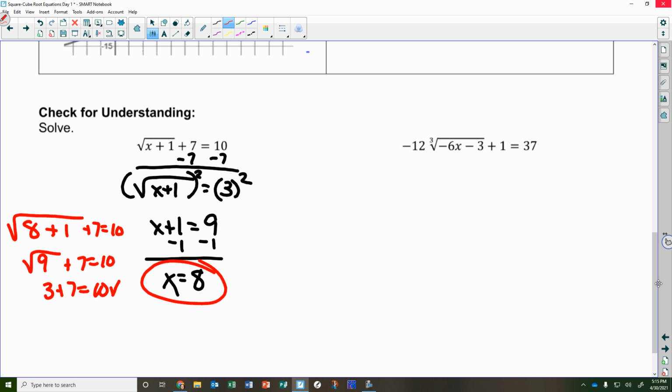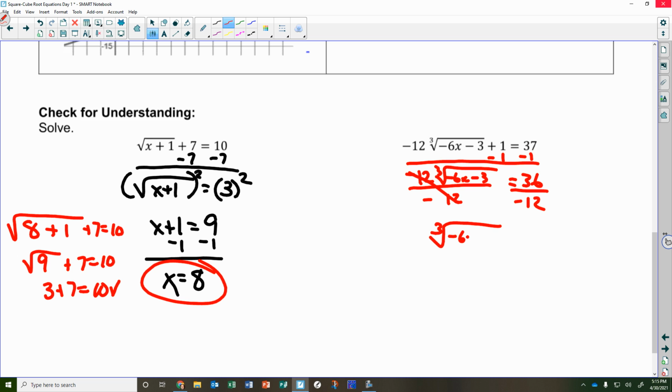If I go to the other one, again, I got some extra stuff here. When I'm moving things over, we work backwards, so I got to subtract first. So I got 36 on the right, and negative 12 times the cubic root of negative 6x minus 3. Now I'm going to divide both sides by negative 12, so I can get the root all by itself. And I got the cubic root of negative 6x minus 3 equals negative 3. And now I'm going to cube both sides because I've isolated the root. When I do that, I get negative 6x minus 3 equals negative 27.